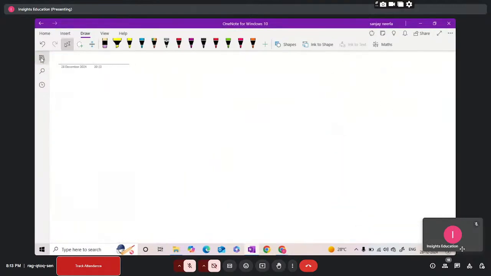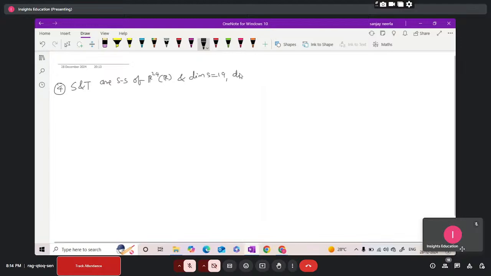Any other doubts? Okay. Next one, come to the fourth problem. Assume S and T both are subspaces of R power 24 over R. What about the dimension of R power 24 over R? 24, very good. So the dimension of S is 19 and the dimension of T is, I am taking, 17. But the question is, what about the following result?